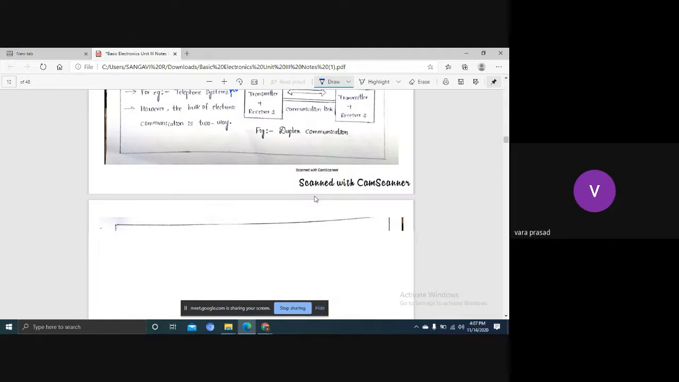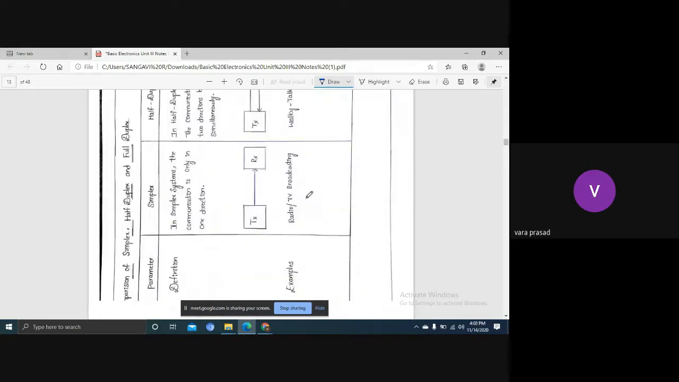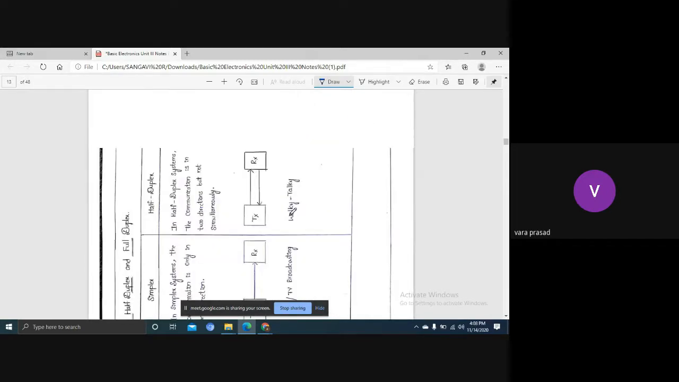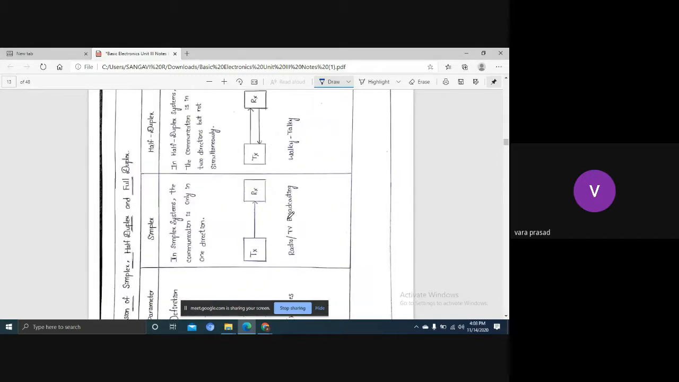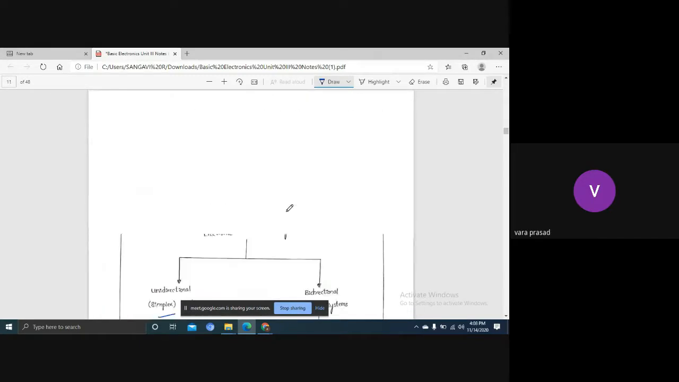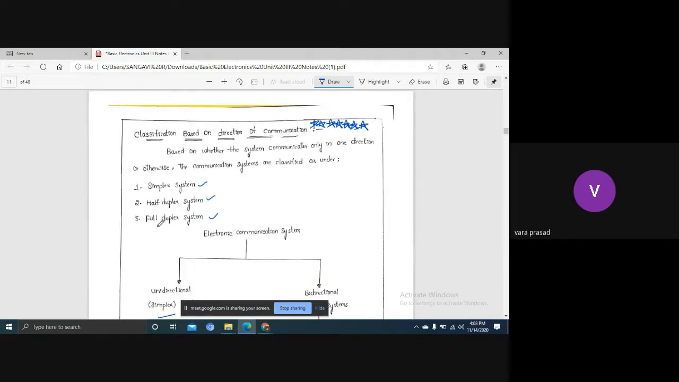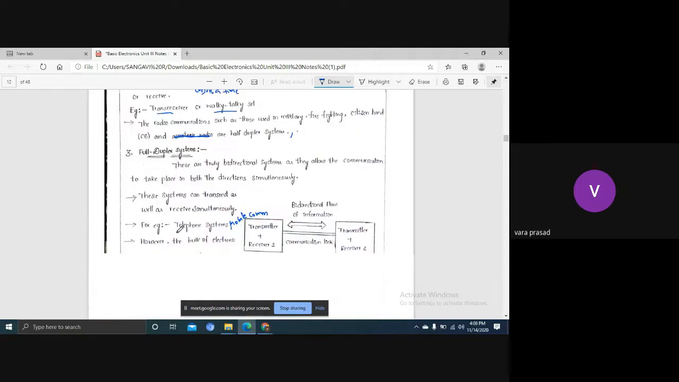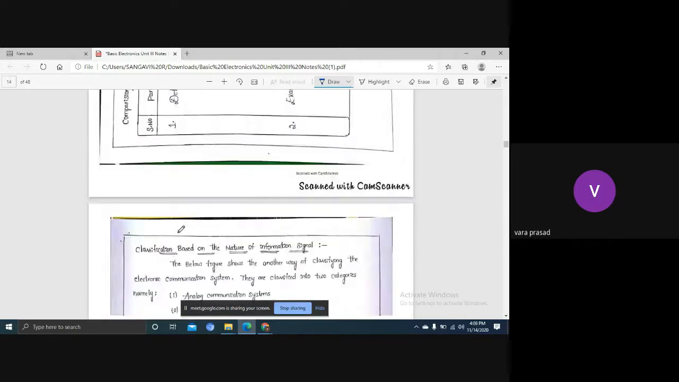There is a comparison. Definitely, we are expecting this question also: types of electronic communication system. There are three types: simplex, half duplex, and full duplex. Next one, a very important thing.